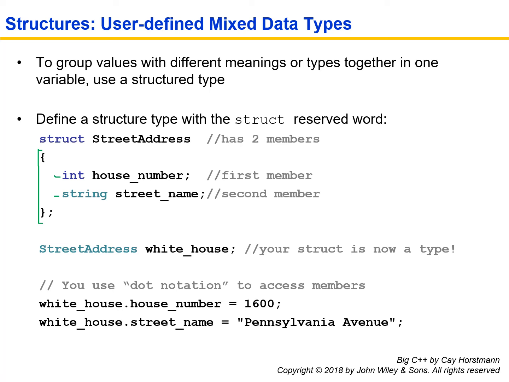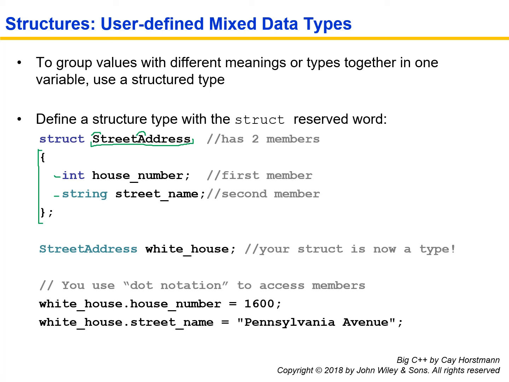Note that when we define struct types, we tend to name them using what's called camel case. That is, we start with a capital letter and then every new word begins with another capital letter, looking sort of like the humps on a camel. That's why it's called camel case. We don't tend to put underscores in struct names.